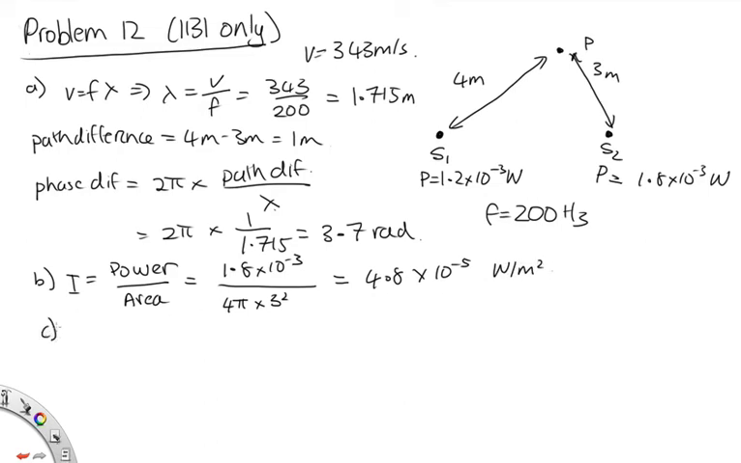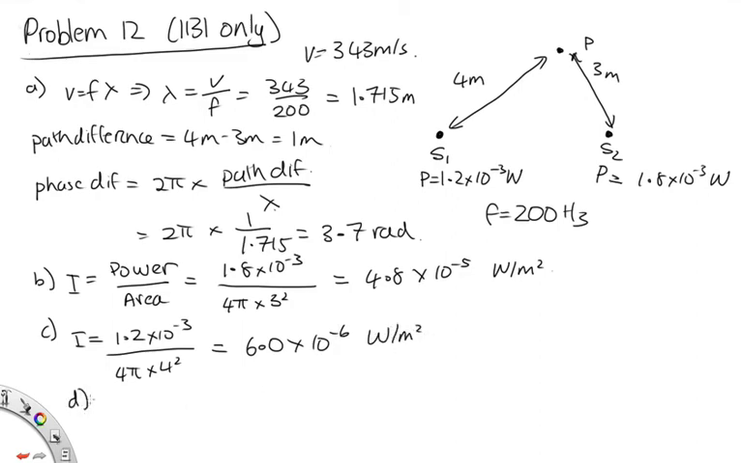Part C, we're now asked what is the intensity if speaker 2 is turned off and it's just due to speaker 1. Well, we use the same equation. The power coming from speaker 1 is 1.2 times 10 to the minus 3, and this is spread out over a larger surface area as the radius is now 4, and so we've got 4 pi times 4 squared down here. Solving that on the calculator, you end up with 6.0 times 10 to the minus 6 watts per meter squared.